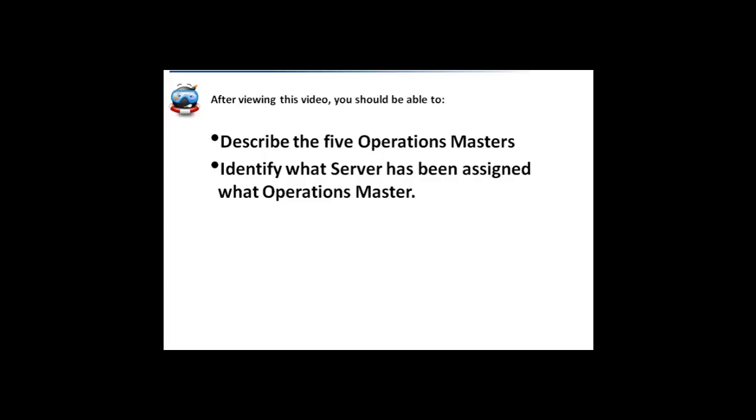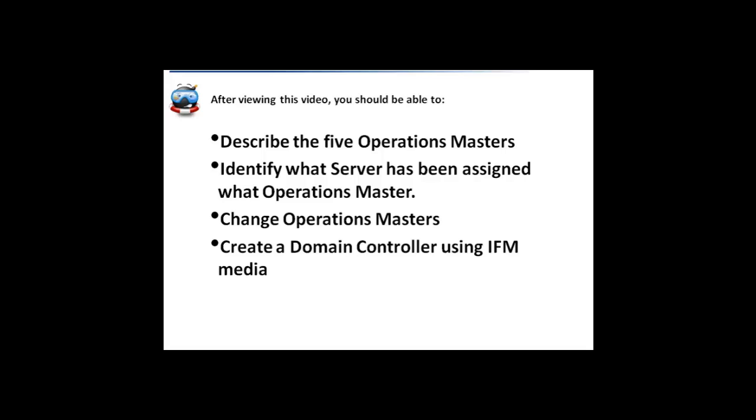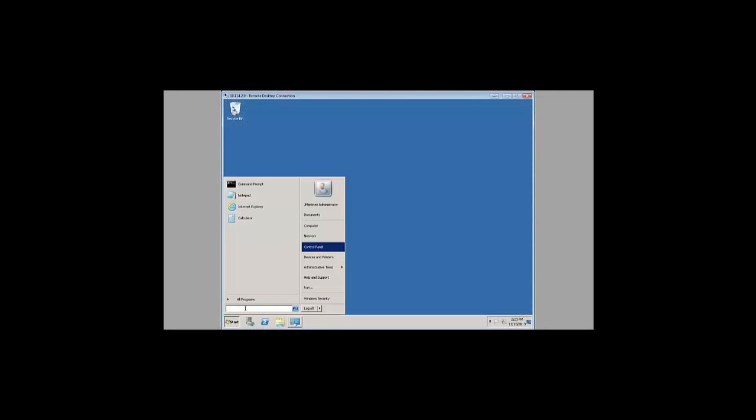So in this video, you'll be able to distinguish the operations masters, identify which one is holding which operations master role, and you also learn how to change the role from one domain controller to another. And then I also told you that if one died, you can seize it. There's a command, seize role. I forgot the syntax, but it's there on the command prompt.